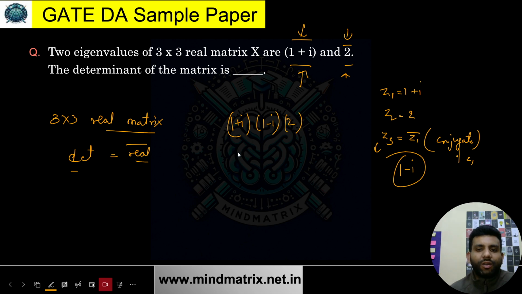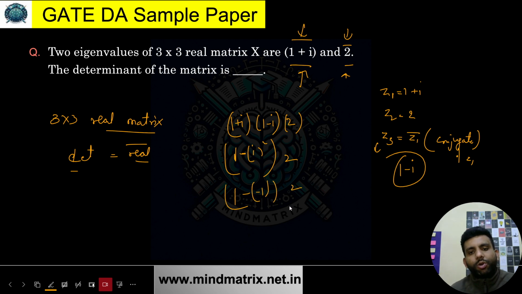What do I get over here? So this is 1 minus a square minus b square. And what is iota square? Okay, into 2. So this is 1 minus, iota square is minus 1, into 2. So this is 1 plus 1, 2, 2 into 2, 4. So 4 is the determinant over here.